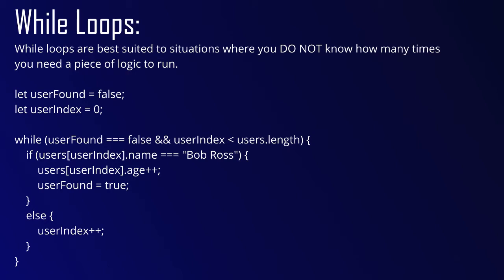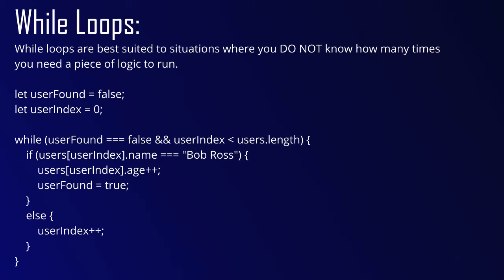While loops are best suited to situations where you do not know how many times you need a piece of logic to run. For example, consider a situation where you want to search the users array for a user named Bob Ross and update his age when he is found. You can see how that might work on the screen.